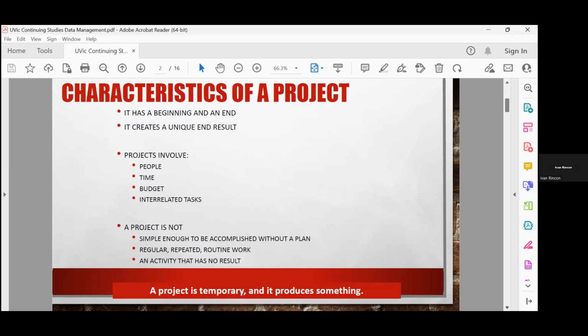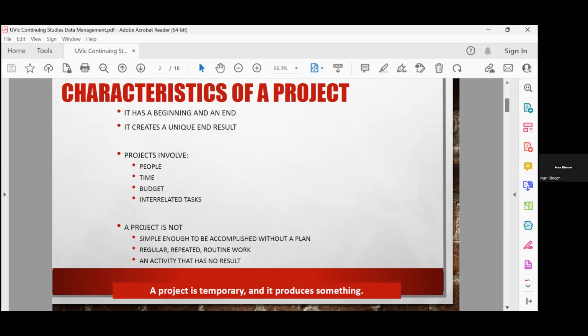So every time that you start a project, you have a unique end result. Even if it seems like you're doing the same things that you have done before, it always is different at the end, right? So you have those 2 elements. The third element that you always have in a project is the fact that you have certain components that are always there.